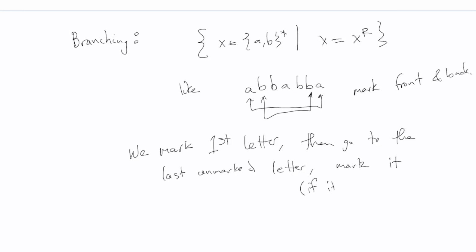That is to say, if I started with an A, you go to the end and mark the A at the end if it actually is an A. If it's a B, you want to just stop and reject the string. But so we go to the last unmarked letter, mark it if it matches.